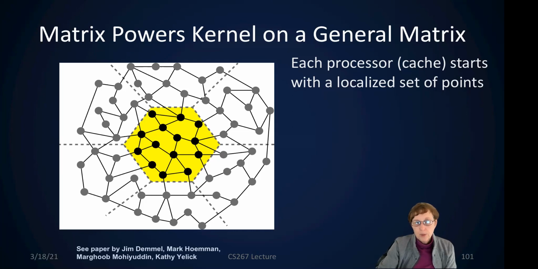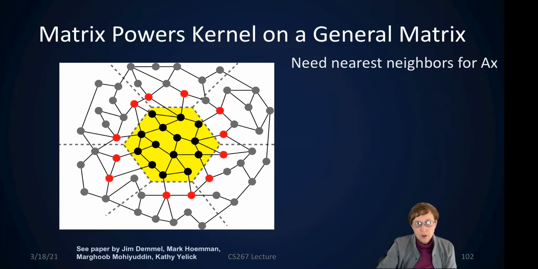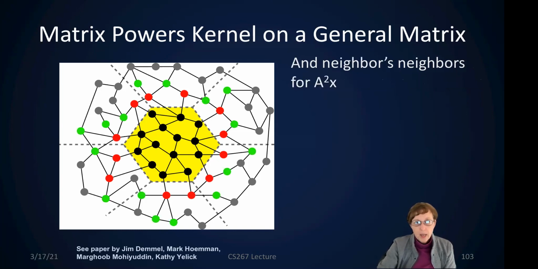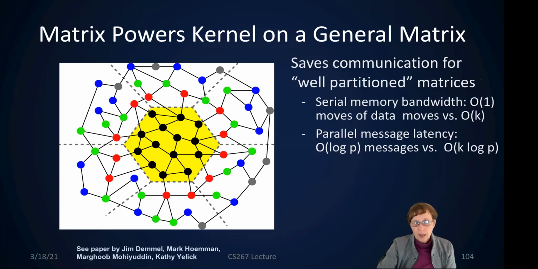And then in order to compute A times x for all of these input values inside of here, we'll also need the neighboring values in the mesh. So we'll need these neighboring red vertex points. Those are the inputs of the x vector. And we're also going to need the matrix values that are the edge weights on there. Similarly, for A squared x, we'll need two hops away, and for A cubed x, we'll need 3 hops away. And so we can do this, and we can save communication if we can reasonably partition the matrices.